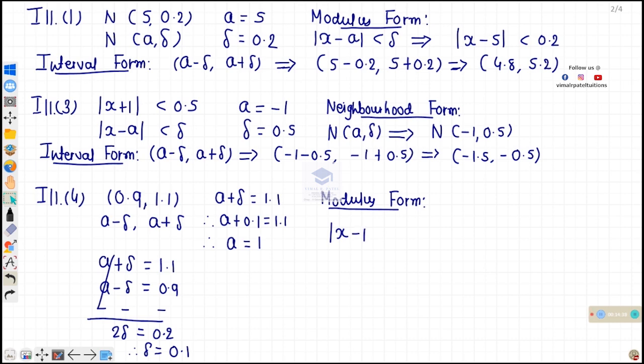Modulus form: modulus x minus A less than delta. Neighborhood form: N, A and delta, N of 1 and 0.1. Clear?